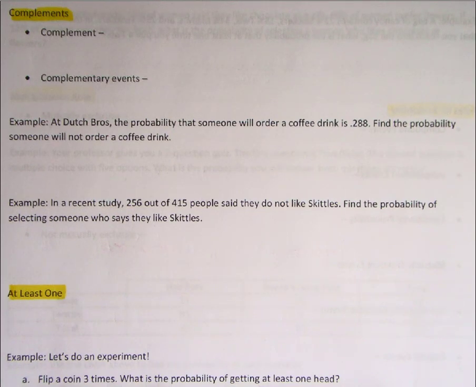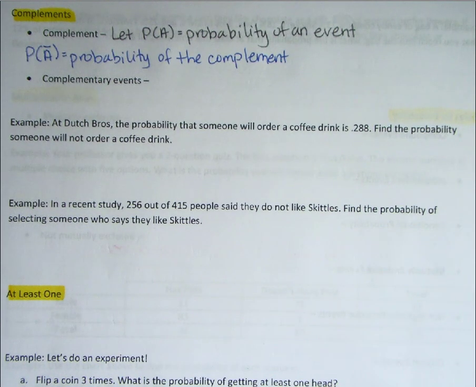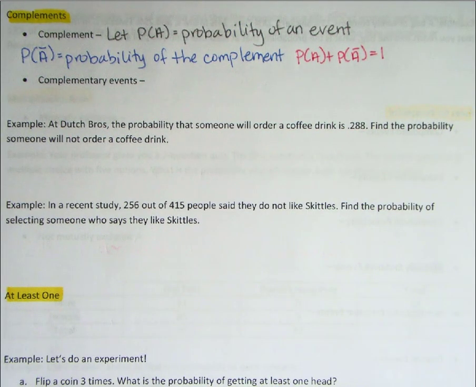Talking about a complement, let the notation P of A be the probability of an event. The probability of a complement is then P of A bar. We can then use those to set up formulas. The sum of the probability of an event plus its complement must also be equal to 1. This is always going to be true whether you're dealing with a decimal or a fraction.